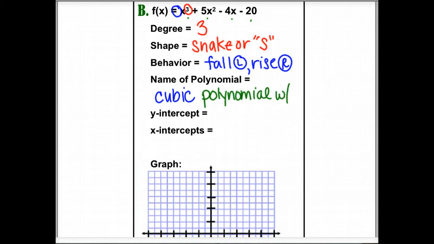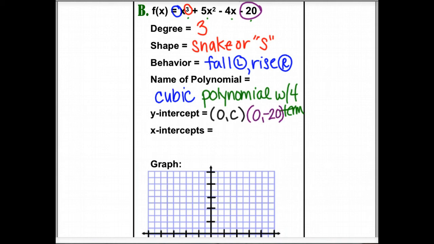And it has 4 terms. And you did learn these in the beginning of chapter 6. We're just going to reiterate them now. Y-intercept, remember, is going to be 0, comma c, or your constant. In this case, our c value is here, so our y-intercept is 0, negative 20.